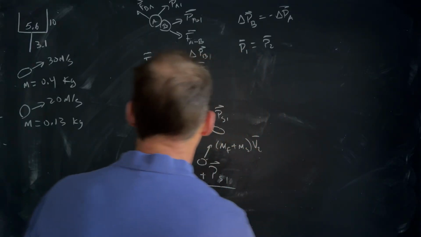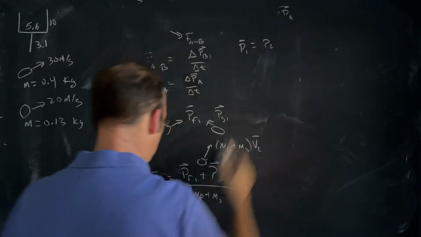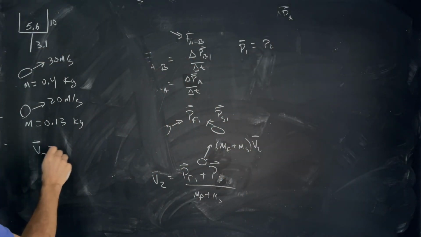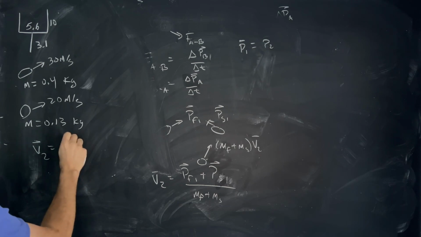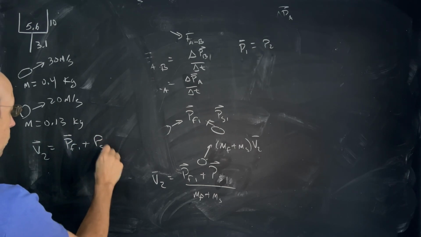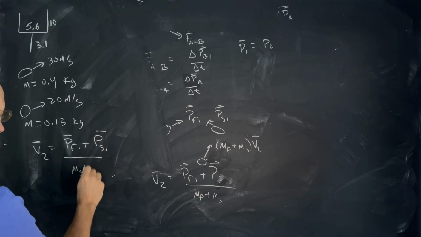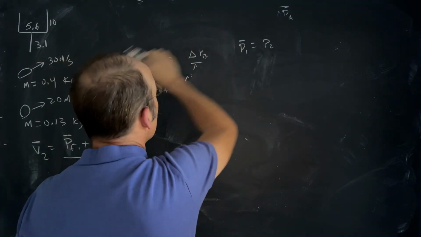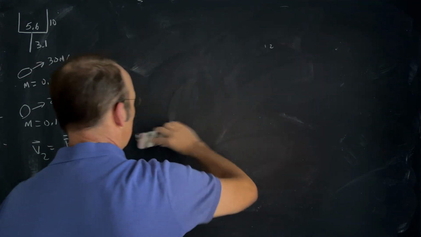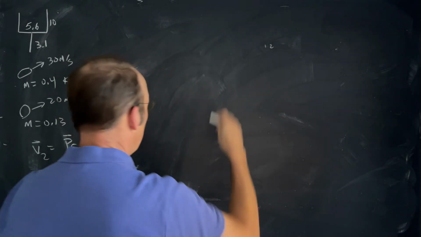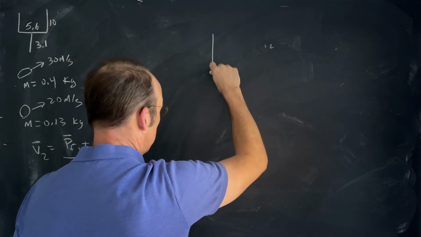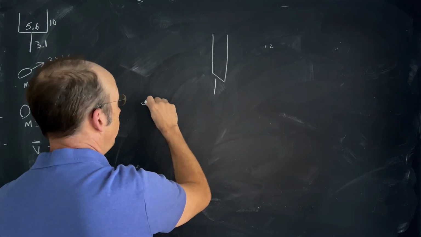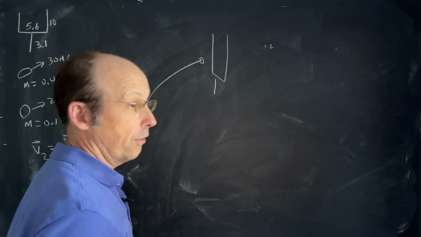Okay, erasing this stuff. I do need that equation right there, so I'm going to put that V2 is going to be (PF1 plus PS1) over (MS plus MF). I'm not going to forget that. Okay, so here's my goalpost. Here's my football. And there's the target location.